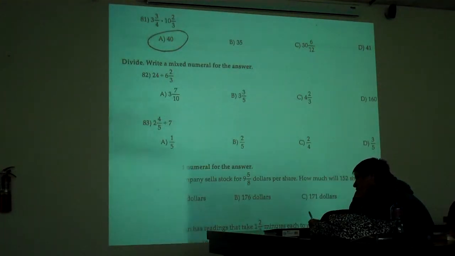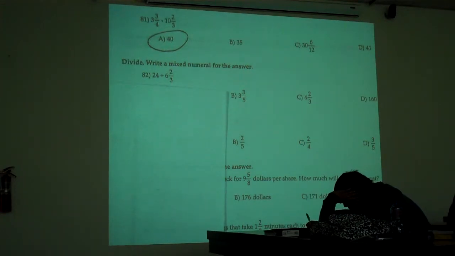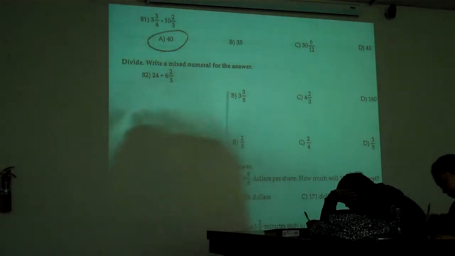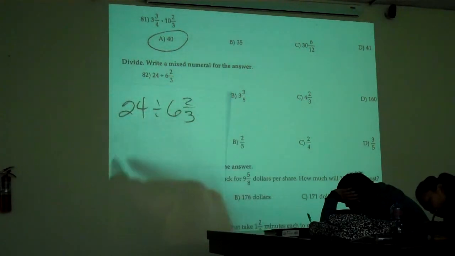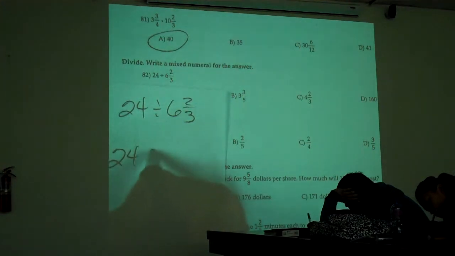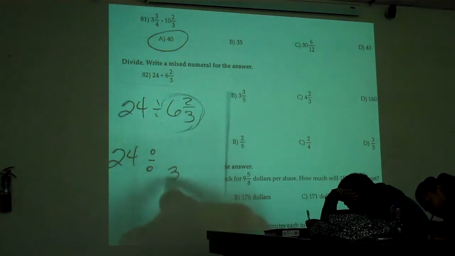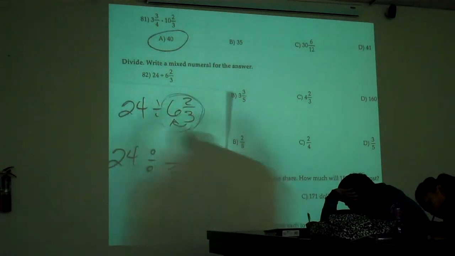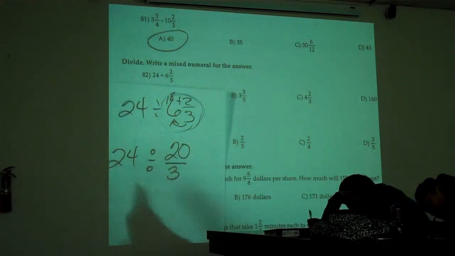82, we have a division. Don't be doing any canceling or anything till we have it into a multiply problem. 24 divided by 6 2/3. Keep it as a division so far. Turn this into improper: 3 times 6 is 18 plus 2, 20/3. Turn this into 24/1.